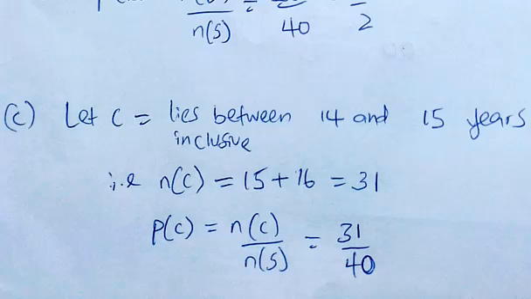C. Let C equal the ages that lie between 14 and 15 years, inclusive. So 14 and 15 years inclusive means you have to add 14 years together with 15 years and any age that is in between 14 and 15. So looking at the number of students under these ages, we have 15 and 16, which becomes number of C equals 15 plus 16 equals 31. In that case, we have our answer, 31 over 40. We want to find the probability of C.